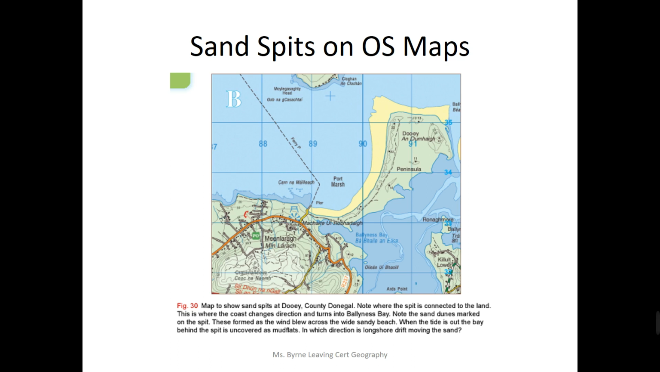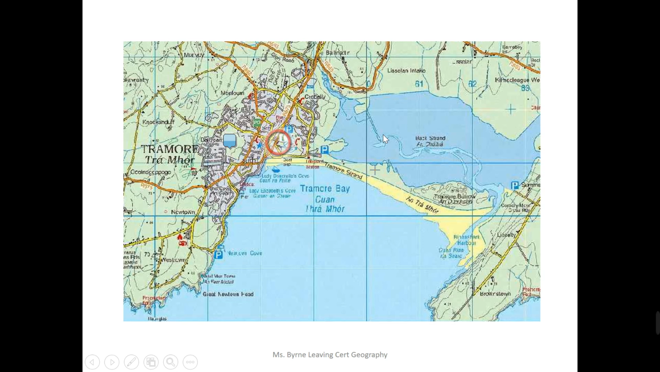Right, how do you recognise them on OS maps? So basically, long ridge of sand protruding out, and in this case here there's sand dunes on it, and it's got a recurved lateral. Okay, so it's bending back in towards us. The yellow indicates that it's a beach.